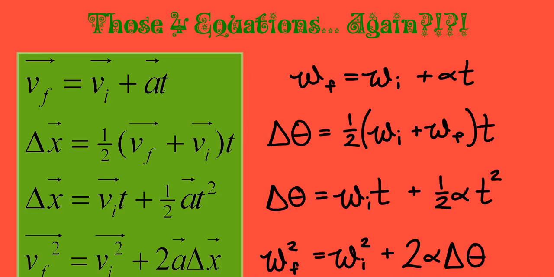I'm choosing to leave off the vector symbols here since we have some new variables, so that we're not getting too confused with having vector symbols and brand new variables. But it's important to remember that if your direction is clockwise, you need to plug in a negative number for your quantity. And if it's counterclockwise, you can plug in a positive value.